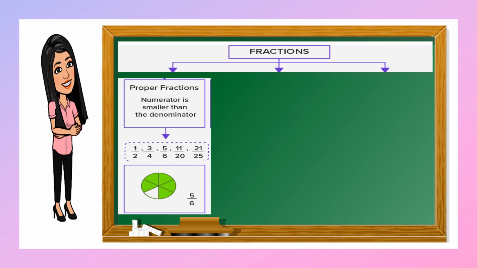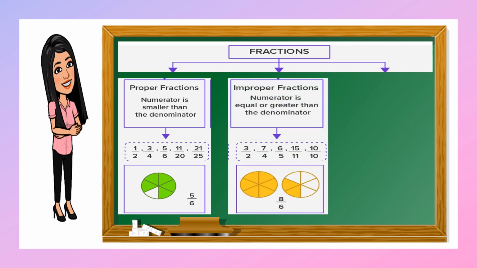As you can see, the examples that we have are all proper fractions because the numerator, yung number na nasa itaas, is smaller, mas maliit than the denominator kesa sa number na nasa ilalim. So, when we say proper fractions, those are the fractions where the numerator is smaller than the denominator.